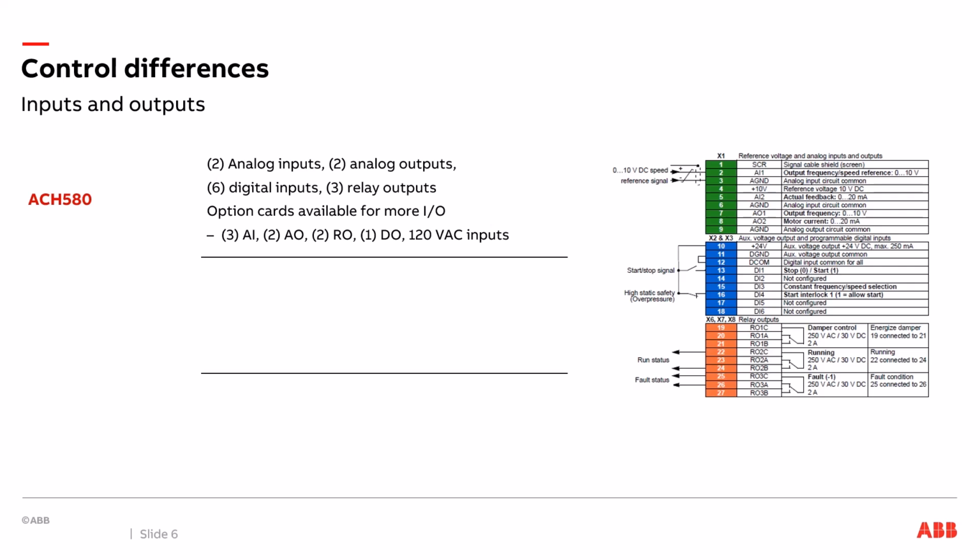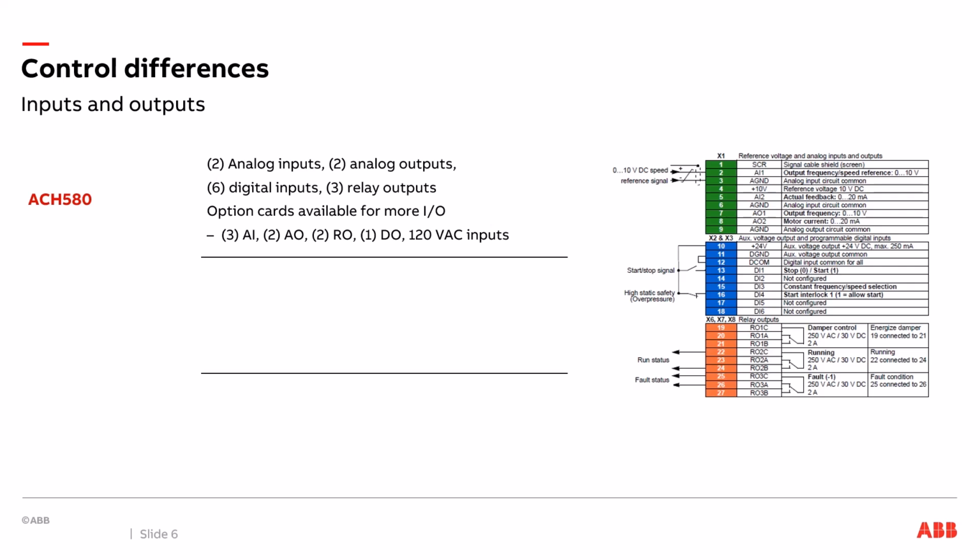So on the right side there, I've got a schematic of the ACH580. If you counted up all my analog inputs, analog outputs, digitals, and relays, you'd see that I have 2 analog inputs, 2 analog outputs, 6 digital inputs, and 3 relay outputs. So a lot of flexibility there, especially with the relay outputs. Those are Form C relays.